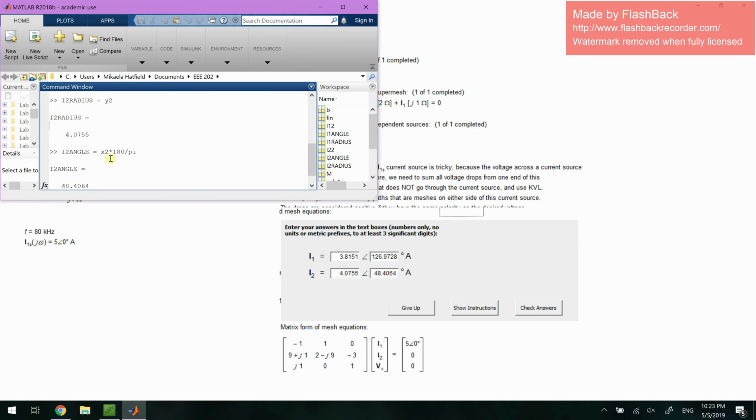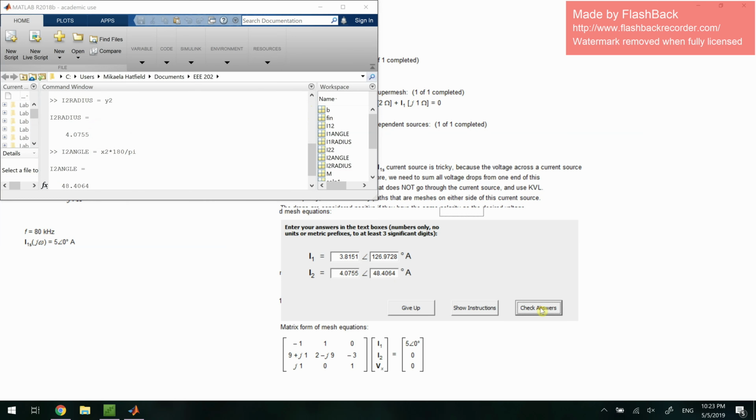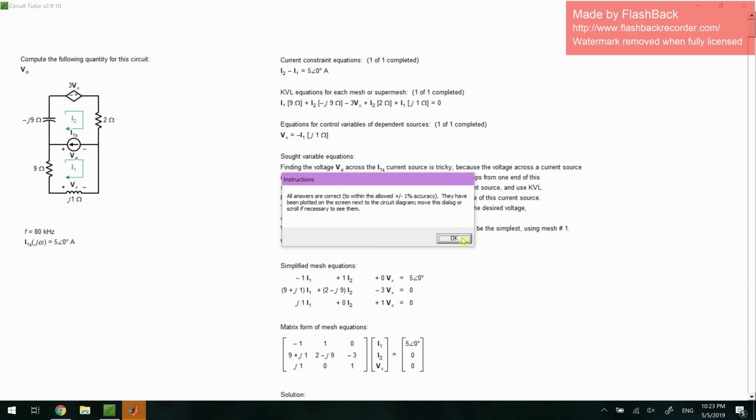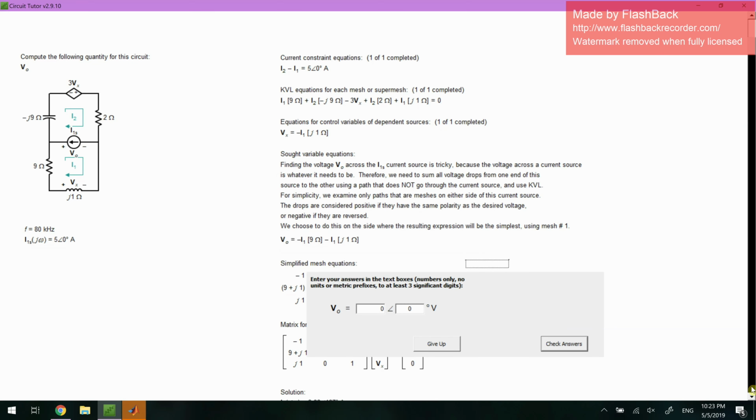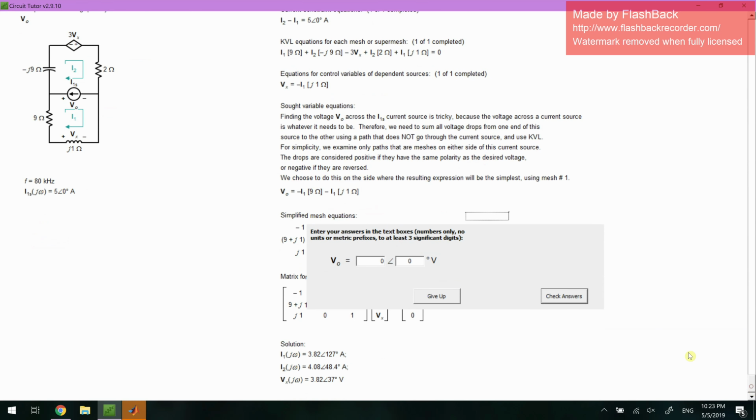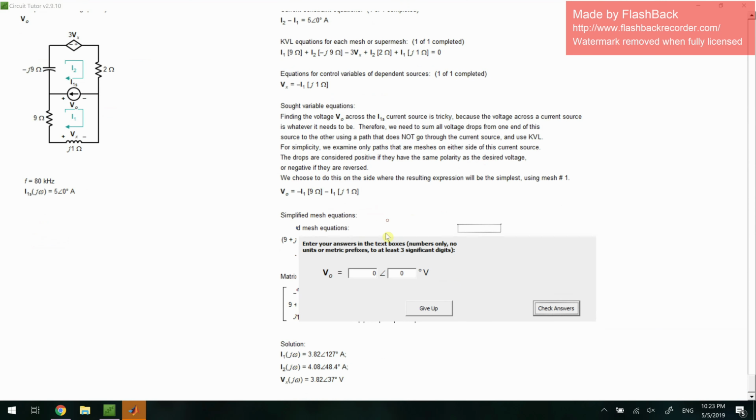And as you can see, they are all in there. Again, using the same procedure for both of them, we're going to check the answers. It says that we did it correctly. And now we need to find the sought value of this circuit.